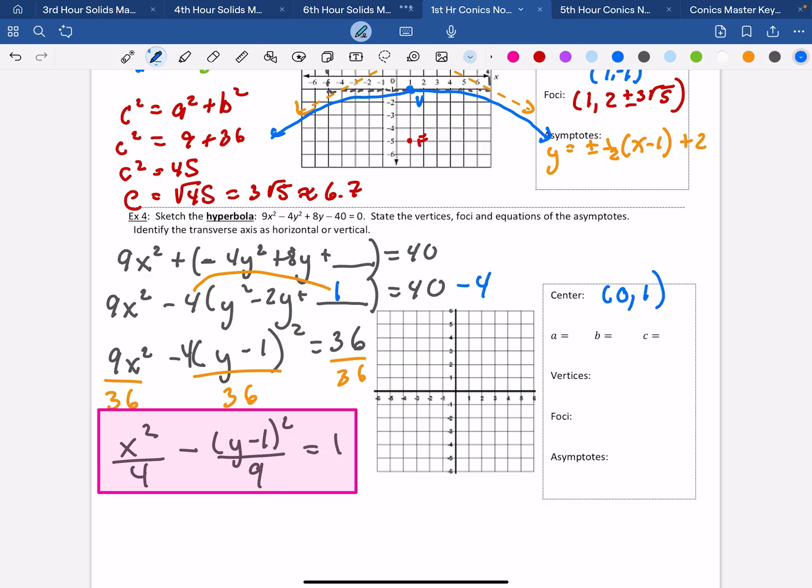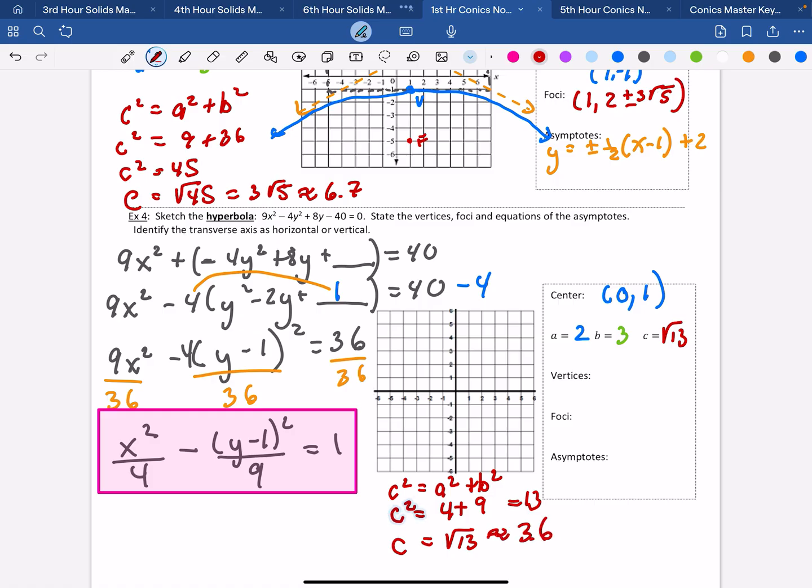All right, you guys, so your a value is the square root of 4, which is 2. Your b value is the square root of 9, which is 3. And your c value we can find by taking c squared is equal to a squared plus b squared. And that's simply 4 plus 9, which is 13. So c equals the square root of 13. We'll write that over here. And if you want to put that in your calculator, it's roughly 3.6.